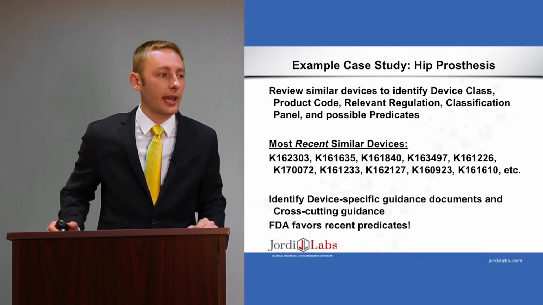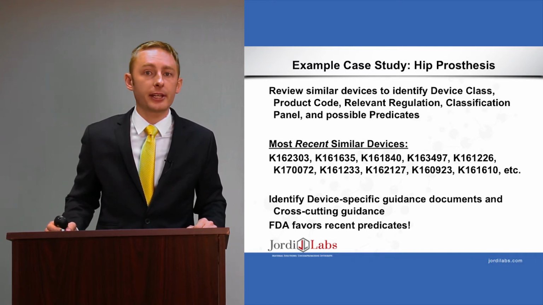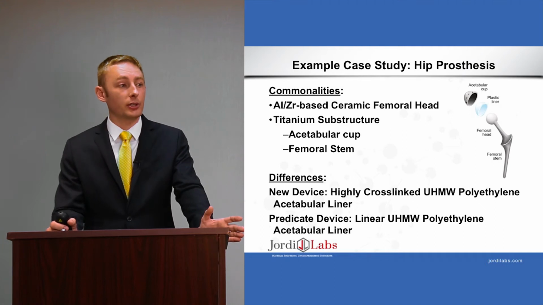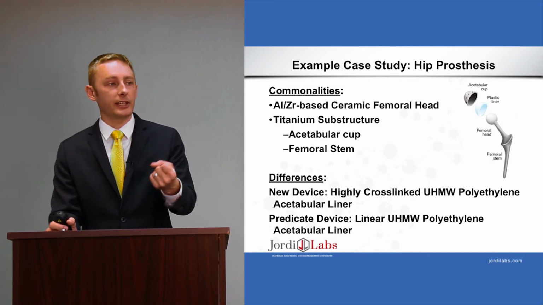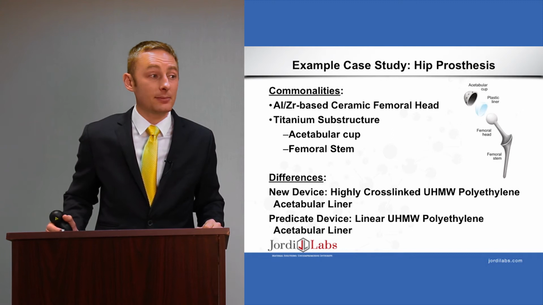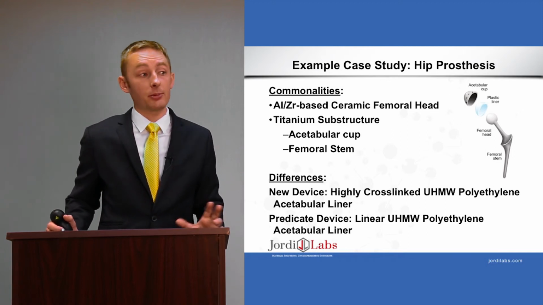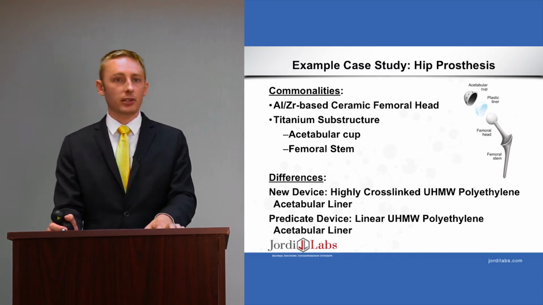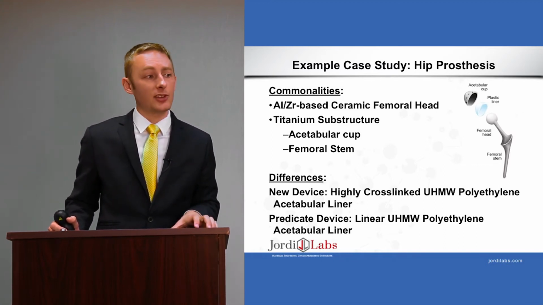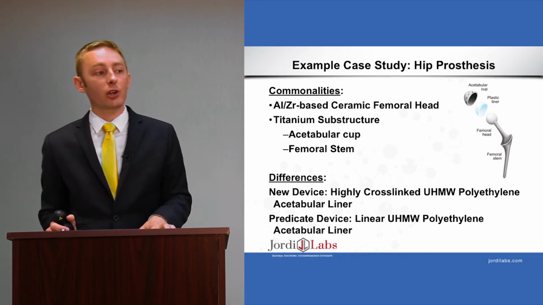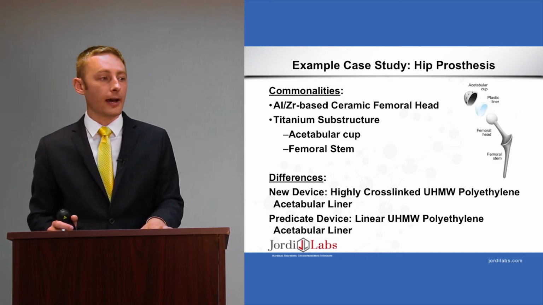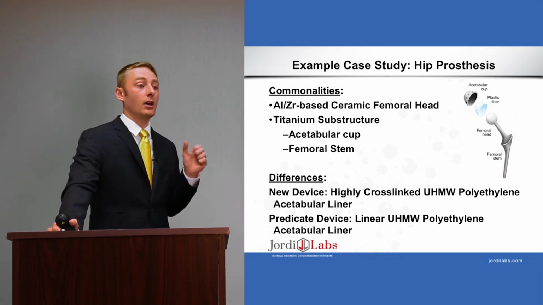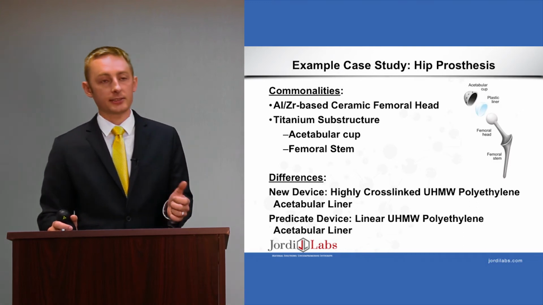And so taking a look at just one of those predicate devices, the commonalities in this are that it's an aluminum zirconium-based ceramic femoral head, so it's a nice, shiny, smooth surface with a titanium substructure. It has an acetabular cup and a femoral stem. The differences, which are the significant component that the FDA is going to look at, is that the new device has a highly cross-linked ultra-high molecular weight polyethylene acetabular liner. In contrast, the predicate device used a linear ultra-high molecular weight polyethylene acetabular liner.